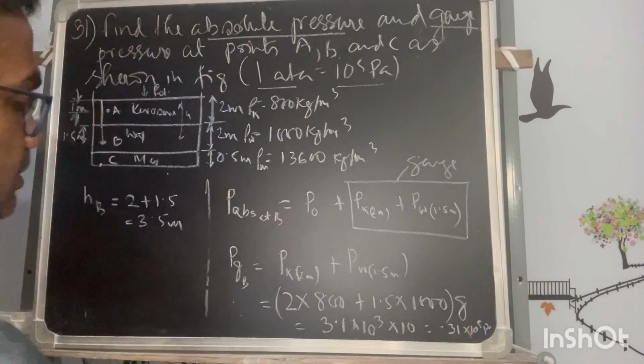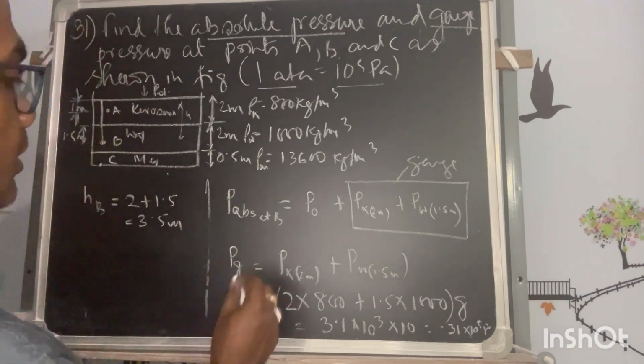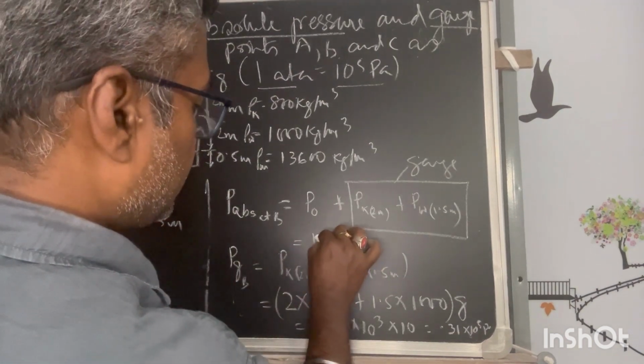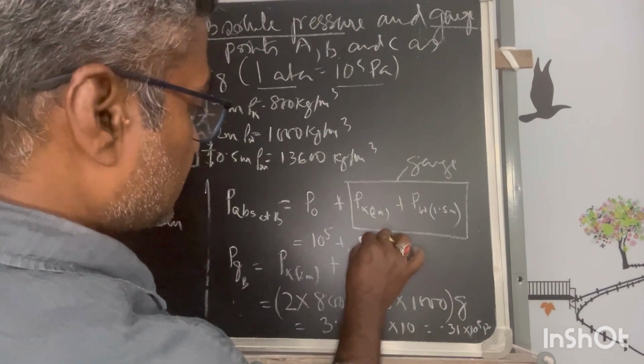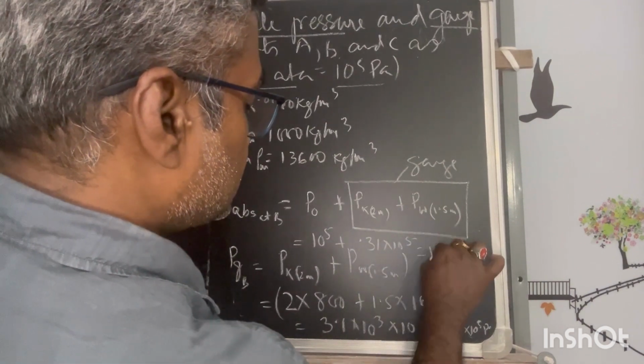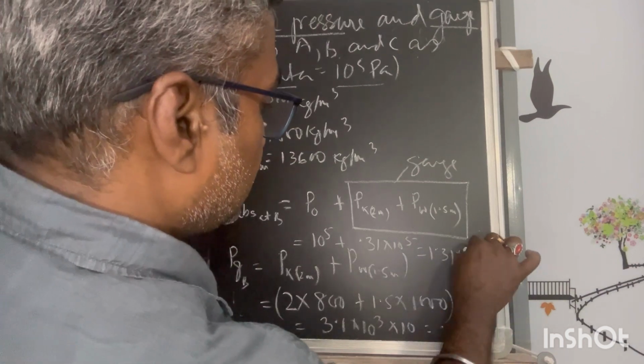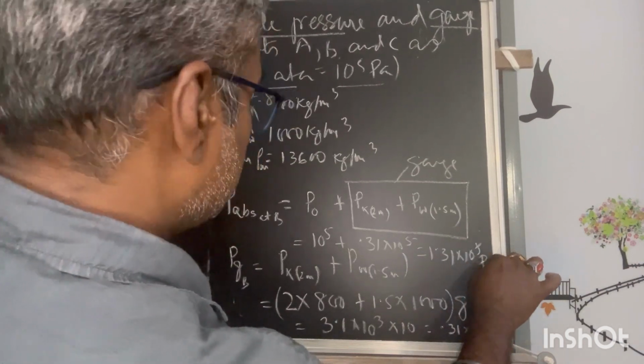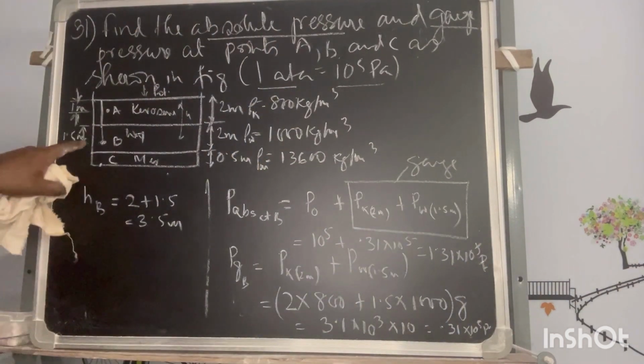This is your gauge pressure for B, and the absolute pressure for B is equal to 10 to the power 5 plus 0.31 into 10 to the power 5. So altogether this is 1.31 into 10 to the power 5 Pascal. This is your absolute pressure for B.